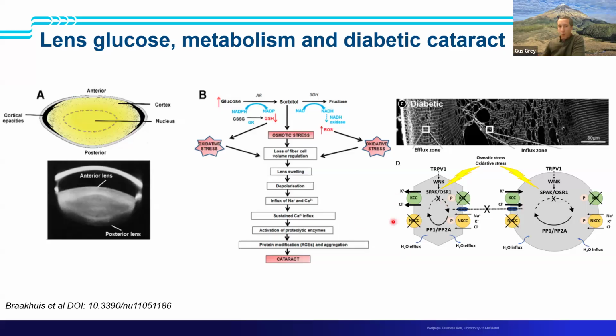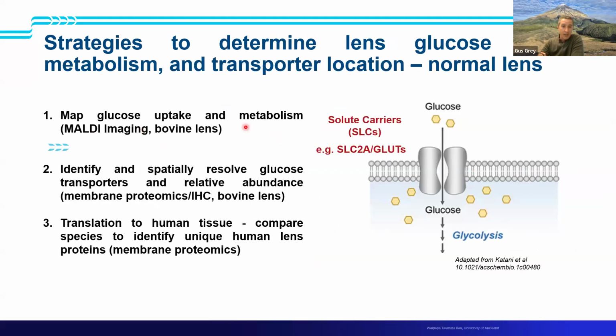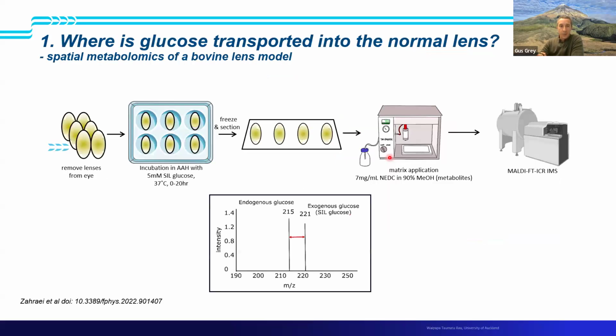So with that introduction, what I want to step through today is first imaging glucose uptake and metabolism with mass spec imaging in a bovine lens. That's one of the common animal models that we use in the lab. Then I want to show you how we're spatially resolving glucose transporters and their relative abundance, again, predominantly in our model system, and then a little bit of translational work, looking at those SLC or GLUTs in multiple different species and highlighting one of the differences that we've found in human lenses. So for the first set of experiments, where's glucose transported into the normal lens?